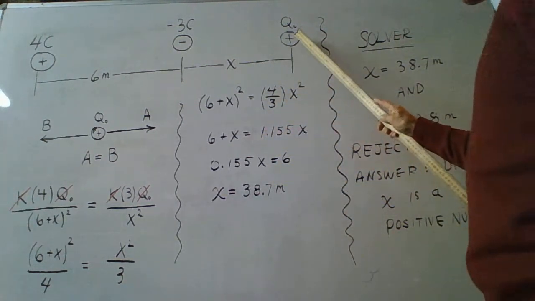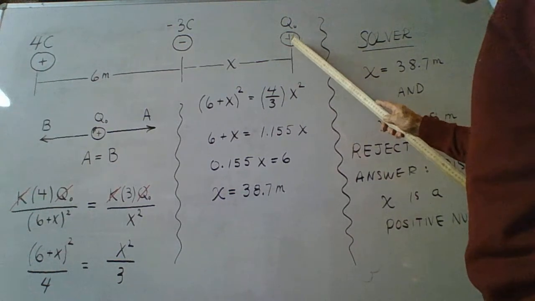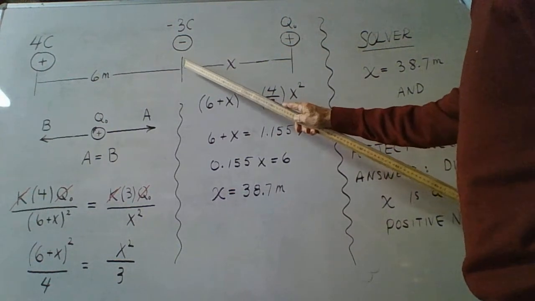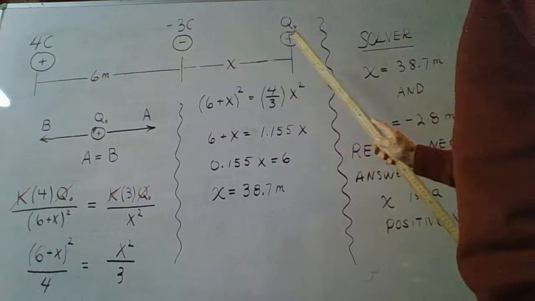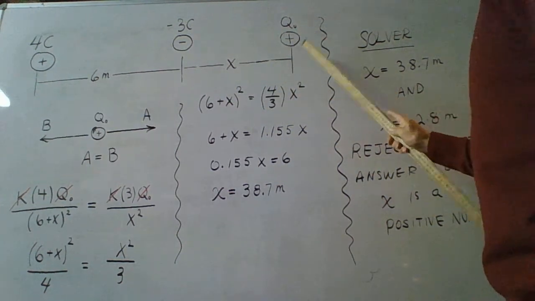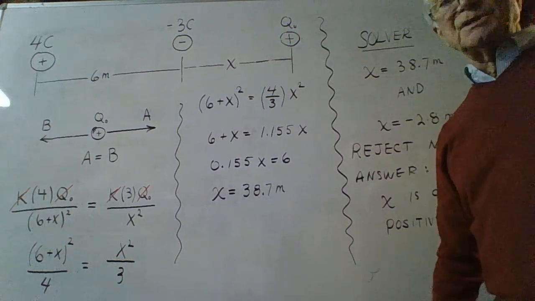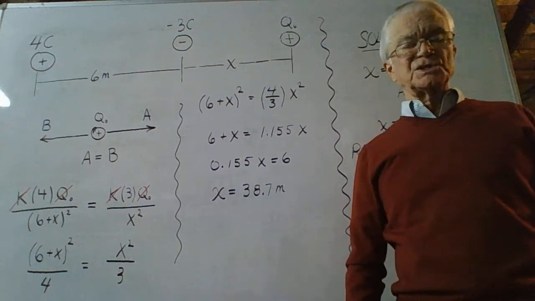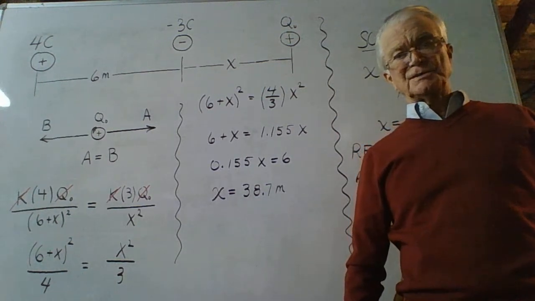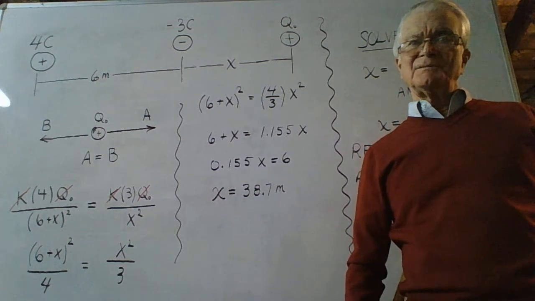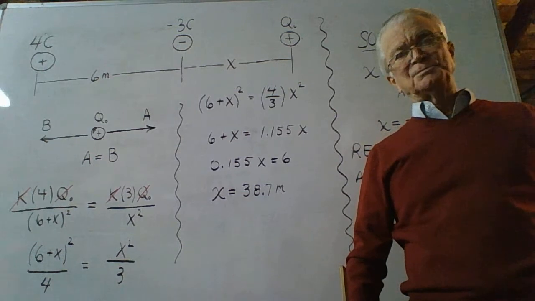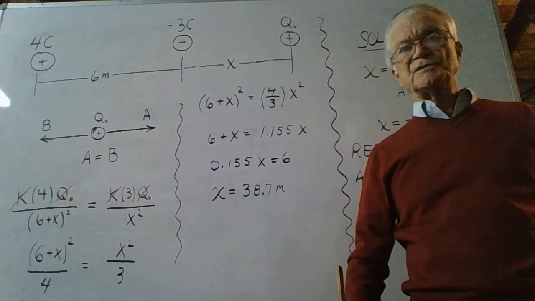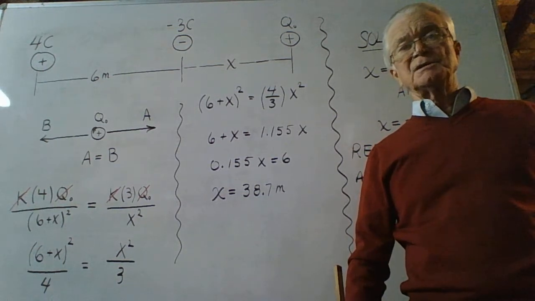Final answer is this. You may place any positive test charge you want at a distance of 38.7 meters from that charge, and that charge, Q naught, that you place there would experience 0 net force. It would remain motionless. Well, I hope that was understandable to you. I'll perhaps work some more problems involving electric forces in the next lecture.